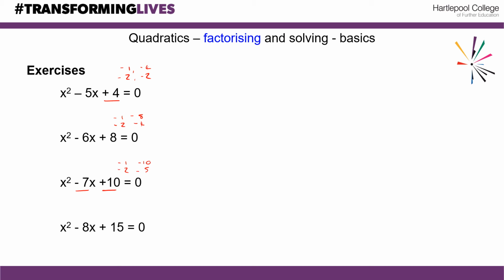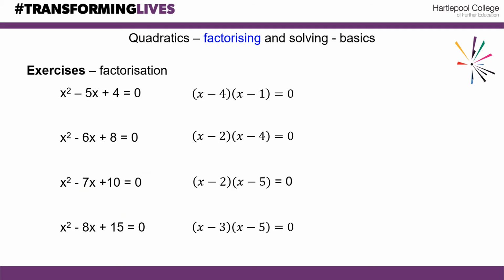And then for the same on the last one, I think your factors of 15, you've got 1 and 15, and you've got 3 and 5. And again, because it's positive here and negative there, all got to be negative. So for the last one, it would be minus 3 and minus 5. So those are the answers that we should have got.